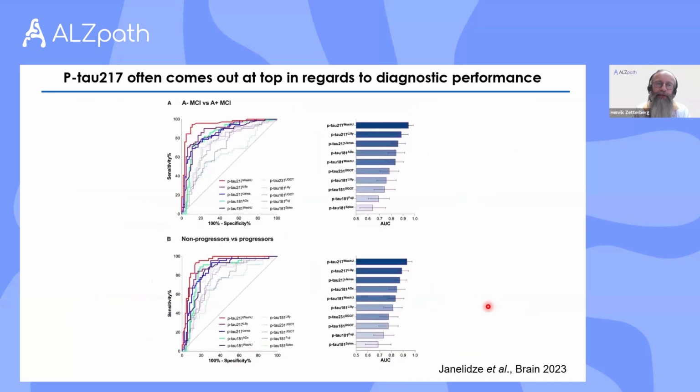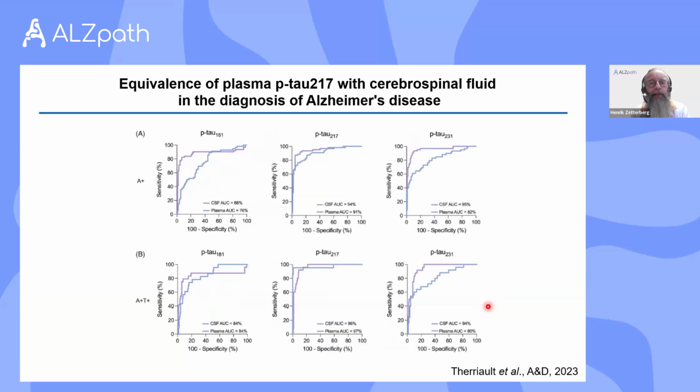And then there is another thing that is replicable and has been seen in many studies, and that is that phosphorylated tau at amino acid 217 often comes out at top in regards to diagnostic performance. This is just one example. All the phospho-tau markers are actually quite good, but 217 often turns out to be a little bit better than the others. And I think that is why ALZpath decided to focus on developing a really good immunoassay for 217.